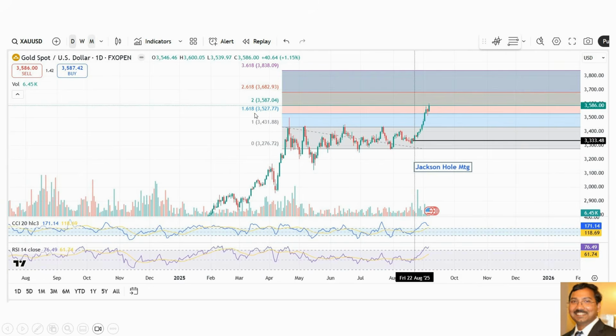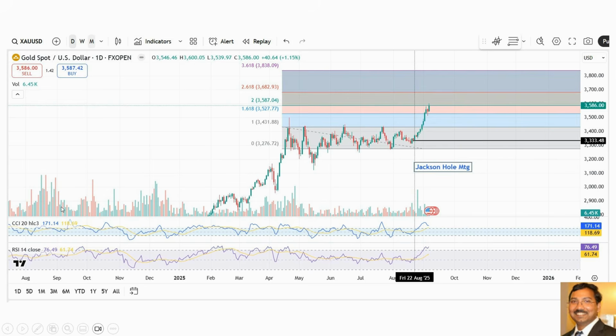Right now we are above the 1.618 Fibonacci level, drawn from the April high to the low, at 3300, 3276, and it broke this level in this month. And if you see here, the price went up like anything after the Jackson Hole meeting. The Jackson Hole meeting happened on August 21 and 22, and after that Powell said there is a chance of a September rate cut. After that news, gold price started rising, and it hit that Fibonacci level of 3358. If it stays above 3587, the next target is 3682. It is a daily chart.